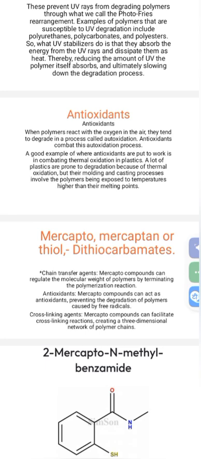Then the last one here we have mercapto. Mercapto compounds are also called mercaptan or thiols. They are a functional group of sulfur. Majorly under mercaptan we have three uses that I just mentioned here. They are used for chain transfer, as an antioxidant, as I mentioned above, and also as cross-link agents. One of the mercapto or mercaptan molecules is the one I drew here, which is 2-mercapto-N-methylbenzamide.